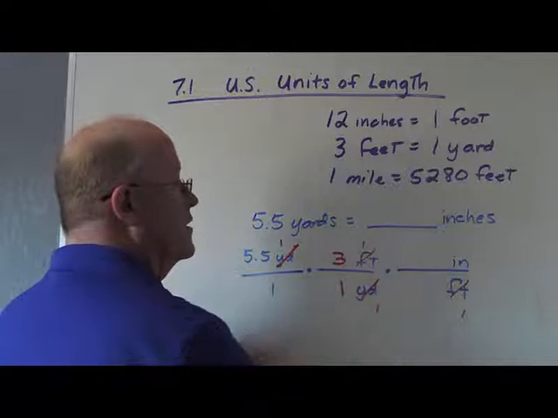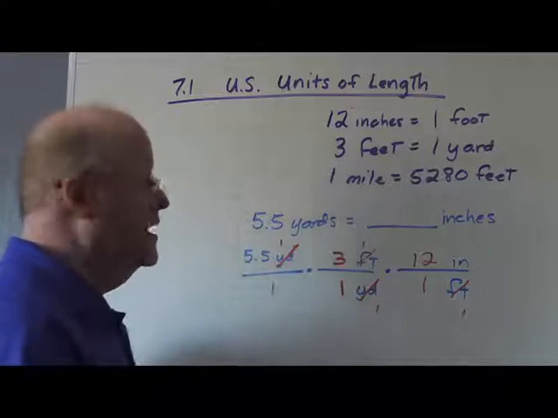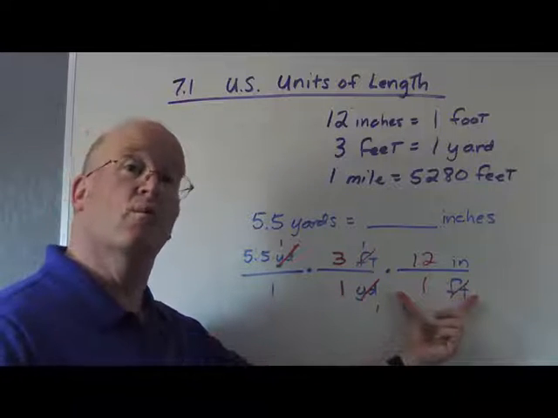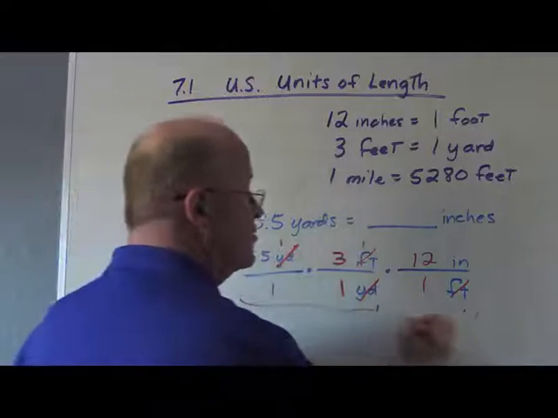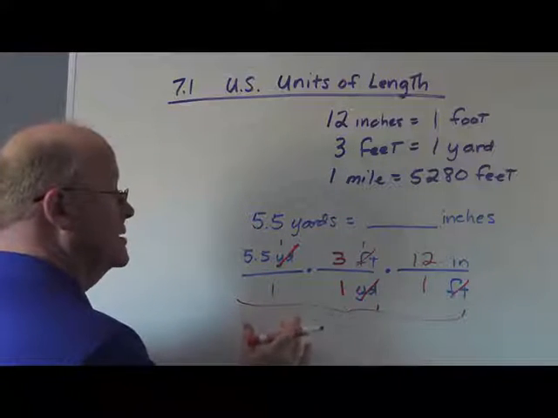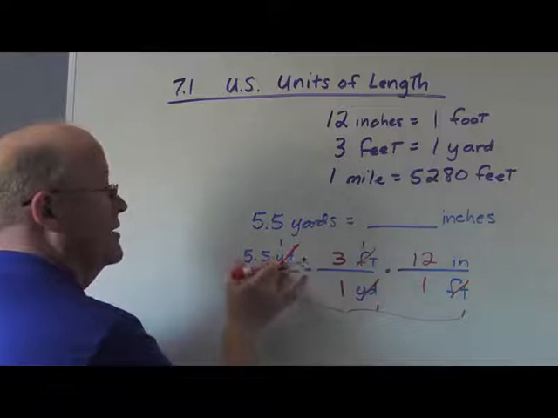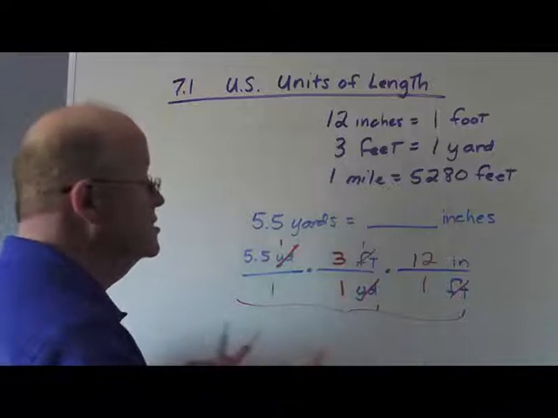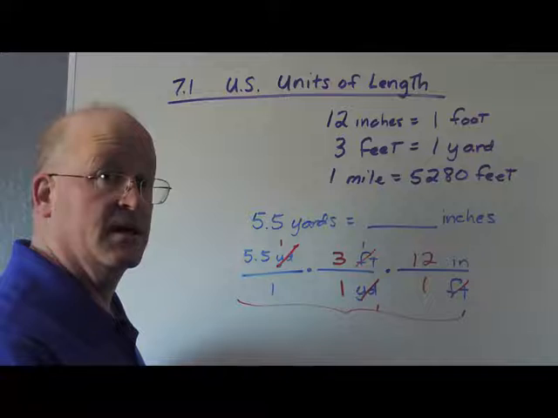Now we know that there are 12 inches in 1 foot, and so this fraction now is equal to 1, and we're multiplying by 1 again. When we take this product, multiplying all three of these together, we're basically going to have our units be inches only, and we're going to multiply 5.5 times 3 times 12, which is basically multiplying 5.5 times 36.